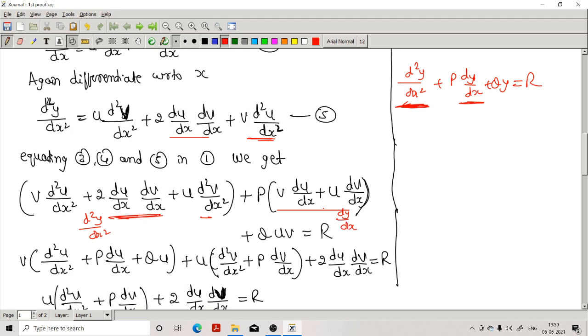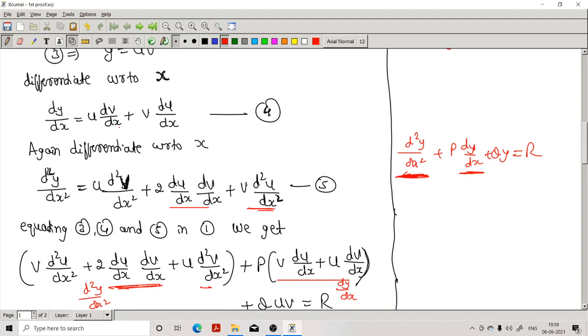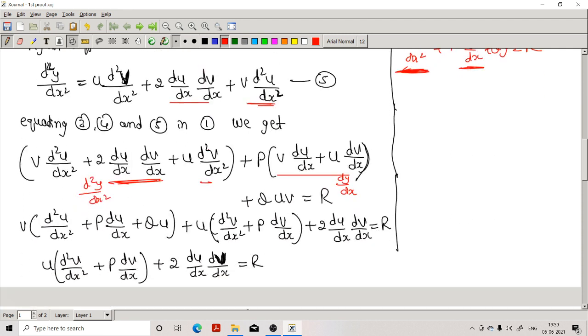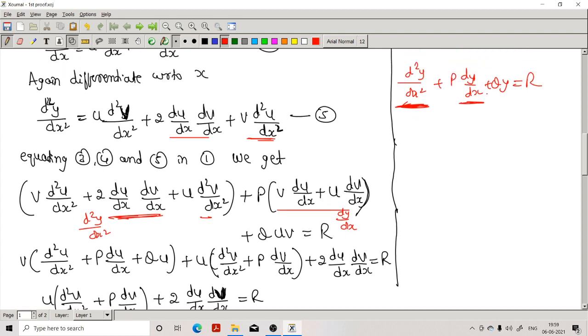See here, dy by dx is nothing but u into dv by dx plus v into du by dx. Therefore I have retained the same. Again, plus q into y, where y is nothing but u into v, is equal to the RHS, which is the same, that is r. Okay, again simplify.